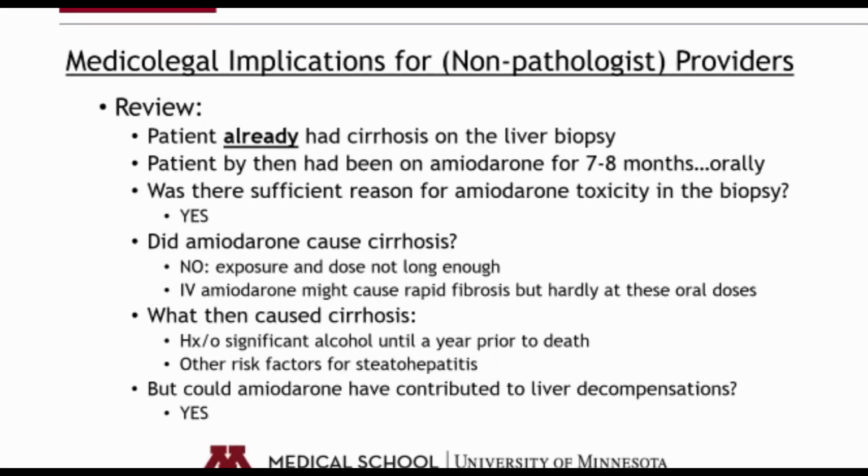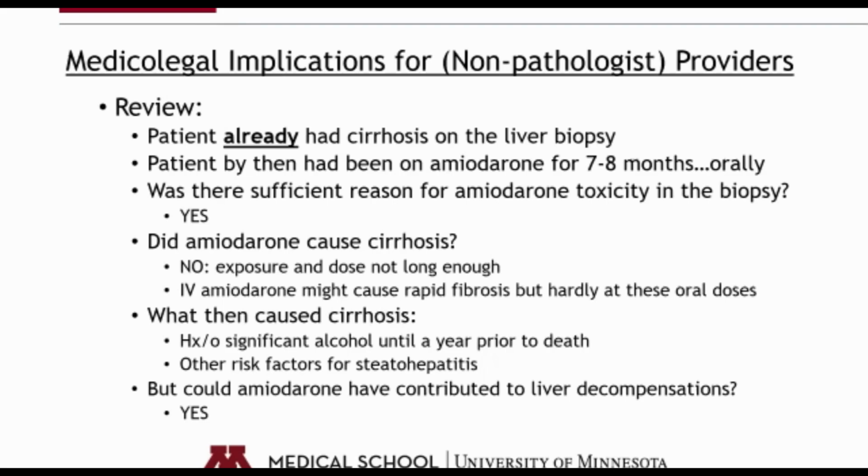And when you look at the data for amiodarone causing cirrhosis within 1 year, you have to have been given it by IV. And even then, the liver is probably going to fail before it gets to that point. So the timeline and everything didn't make sense that amiodarone was the cause of the cirrhosis. But amiodarone obviously caused some injury on top of a patient that was cirrhotic.